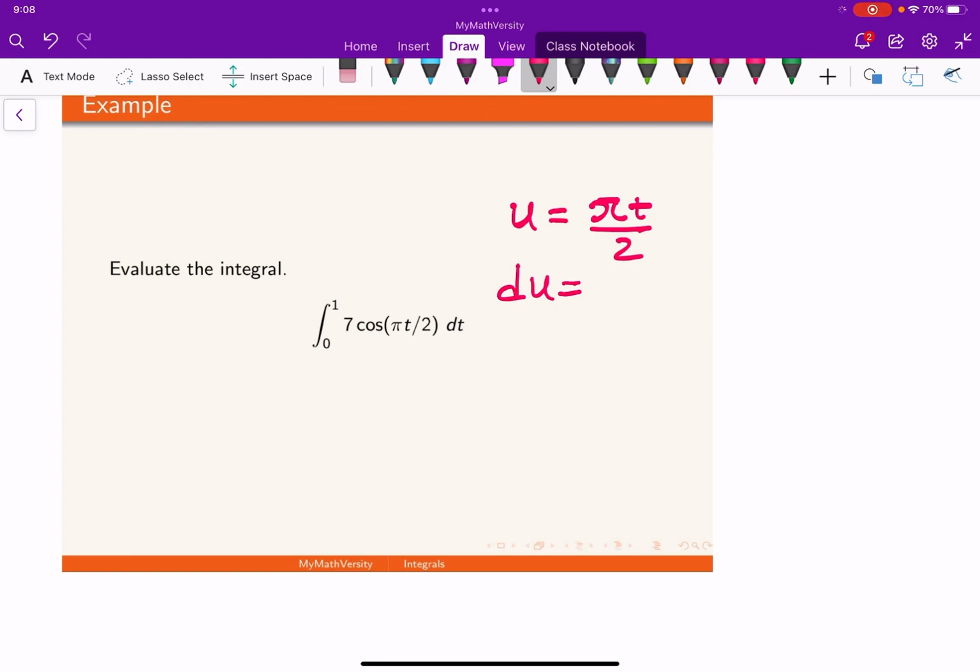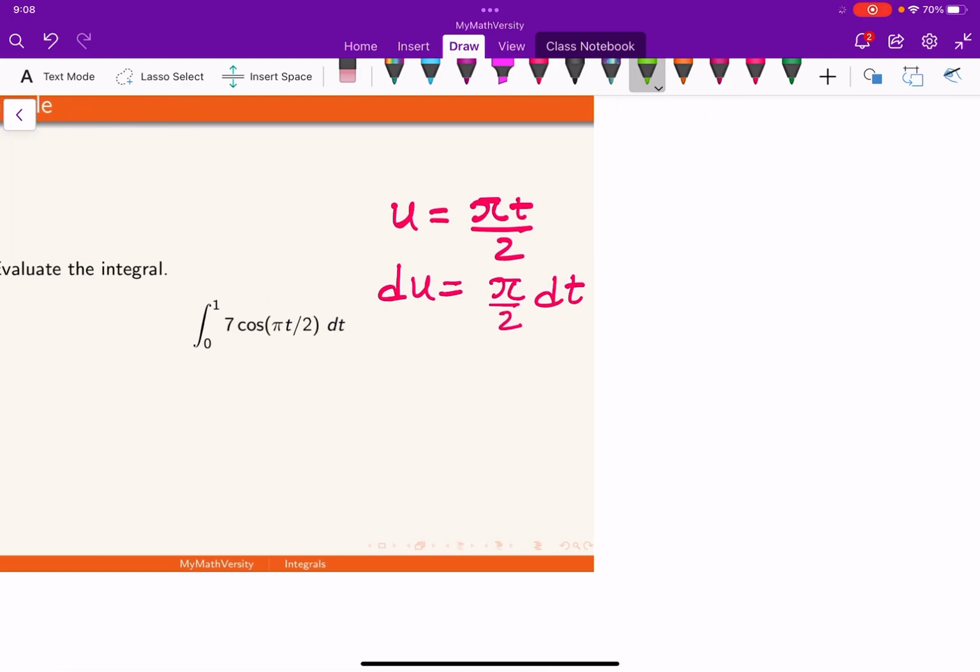So what is the derivative of pi t divided by 2? Pi over 2 is a constant multiplied by t, right? So we can apply the constant multiple rule. Because of that, we'll have pi over 2, the constant as it is, multiplied by the derivative of t with respect to t, which is just 1. So pi over 2 is the derivative of that given function, multiplied by differential dt. That should be our differential du. So that's what we have.